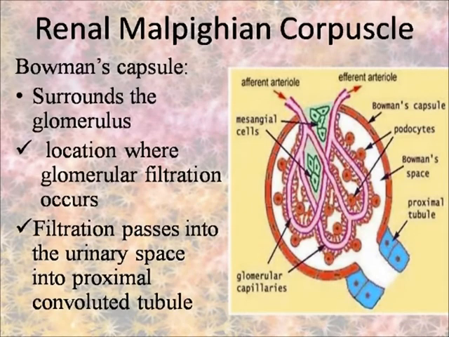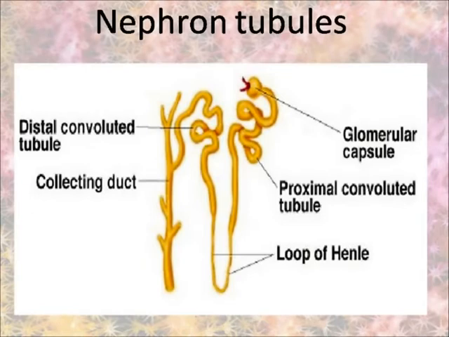Renal Malpighian corpuscle. Bowman's capsule surrounds the glomerulus. It is the location where glomerular filtration occurs. The filtrate passes into the urinary space, then into the proximal convoluted tubule. Nephron tubules. The proximal convoluted tubule is lined by a single layer of cuboidal cells with millions of microvilli, which function to increase surface area for reabsorption. The functions of the proximal convoluted tubule are obligatory reabsorption and secretion.